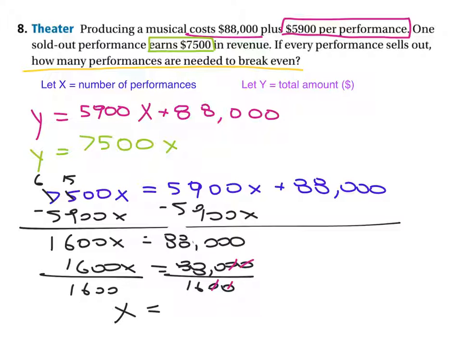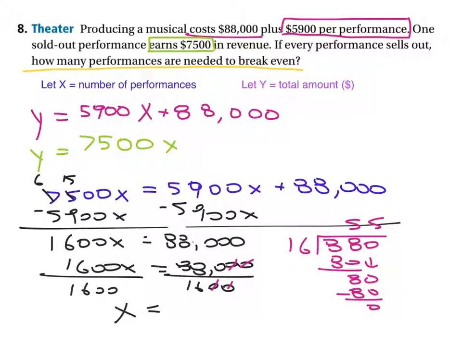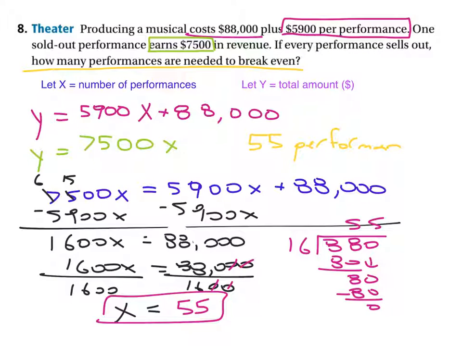Okay, 880 divided by 16. How many times does 16 go into 80? It goes in 5 times. That is 80, leaving you with an 8. And then when you bring the 0 down, 16 goes into 80 another 5 times. And we get the answer 55. And since X represents the number of performances, how many performances do we need to break even? We would say 55 performances. And they're not asking for the revenue, they're just asking for that.